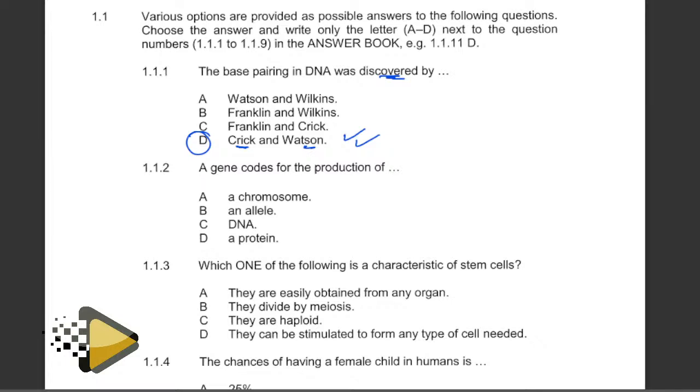The gene code for the production of what? For the production of protein. DNA is the code of life, I was explaining that DNA codes for life because it codes for proteins. So the best answer here is D.